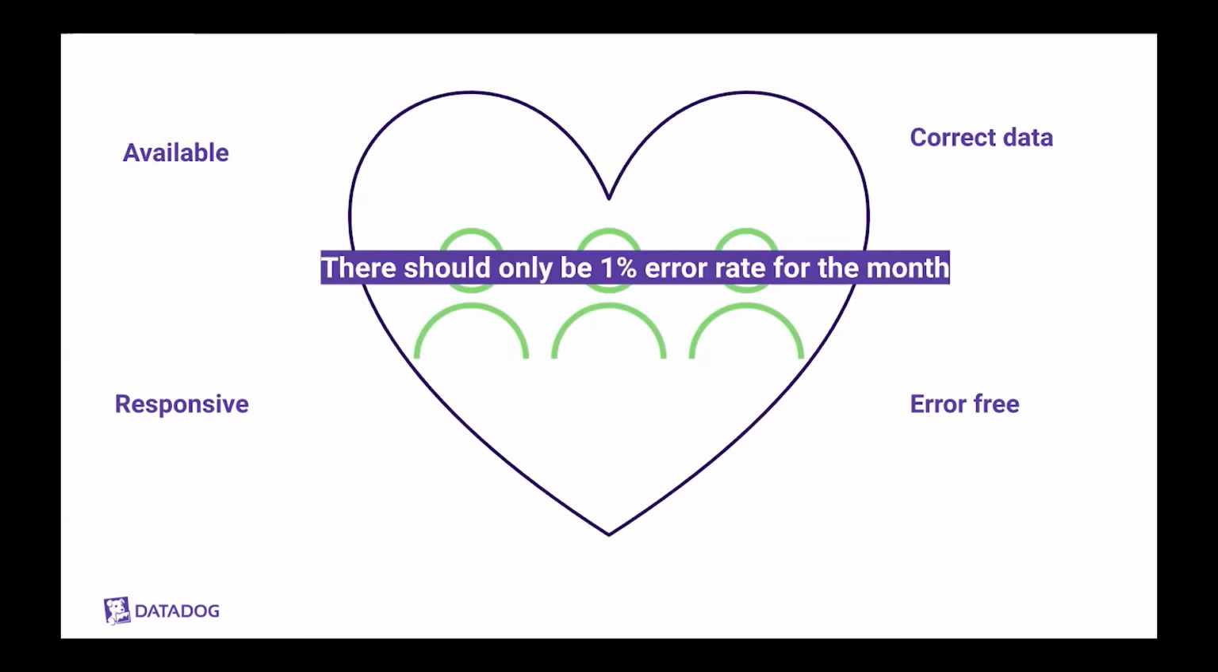Let's say you want to ensure that your product doesn't have more than 1% error rate over the course of the month. By thinking about reliability like this, you've already made huge progress towards setting your goals. That 1% error rate is a place for you to start working from. This is your error budget. So how do you get here?